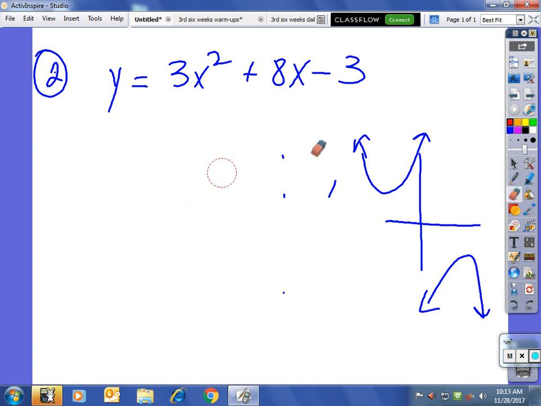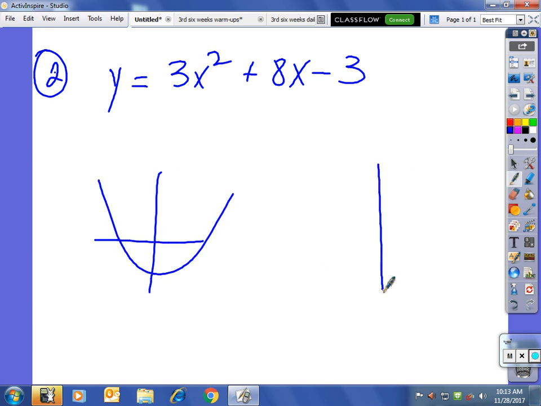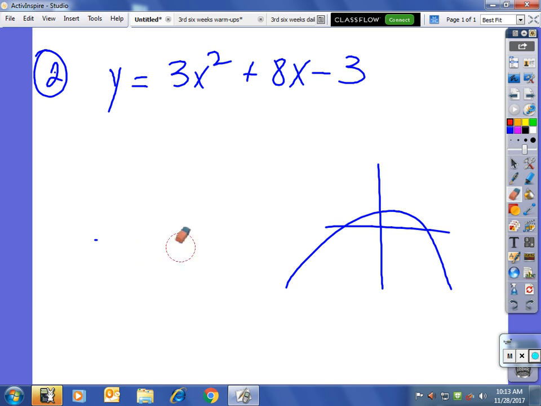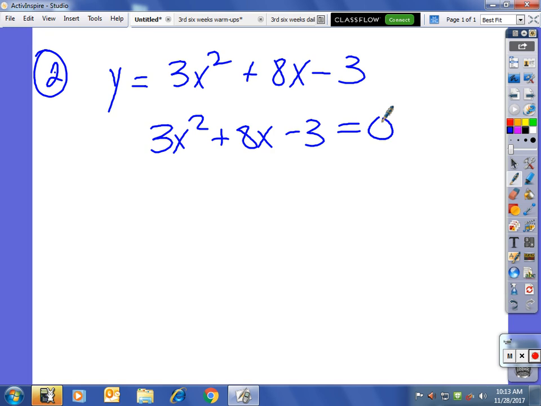Okay, so now this one, there's another thing you can tell. I can tell if this is going to be a smile parabola or a frown parabola, and the way I can tell that is just by looking at the first number in front of x squared. It's a positive number, so this is going to be a smile. It's going to open up. And we'll do more of that stuff later on. But right now, all we want to do is find the zeros. So we're going to set this whole function equal to 0 to find the zeros, the roots, the x-intercepts.